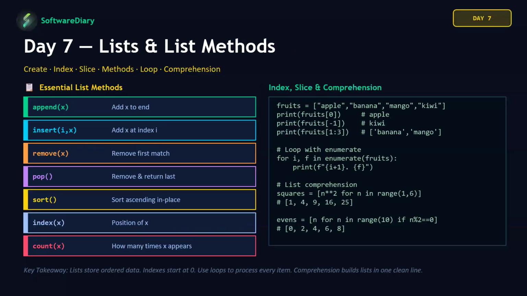Then last day, day 7, we closed with lists. In the list, we talked about various list methods like append, appending an element at the end. Then insert, where two things are required: the value you're trying to add and the index at which you want to add it. Remove removes the first match, and pop removes the last element and also returns the element it is removing.